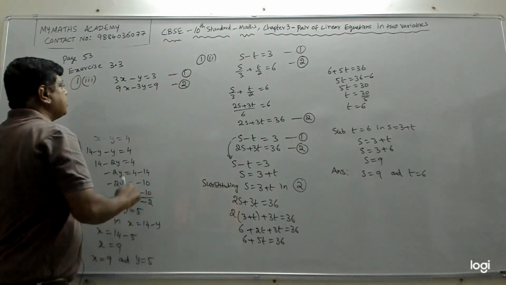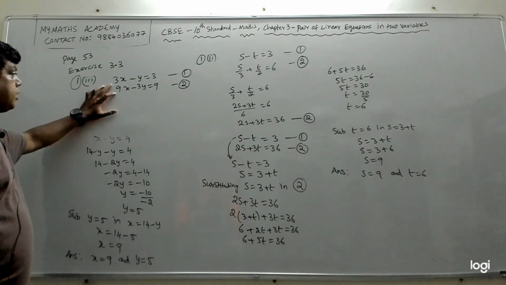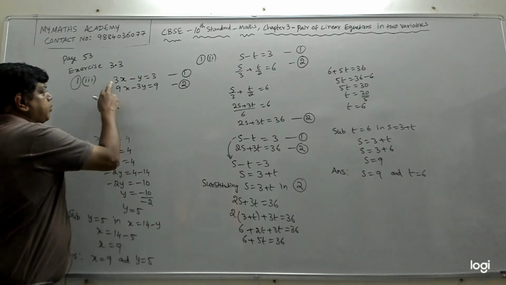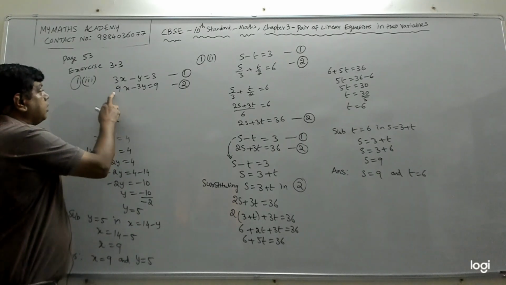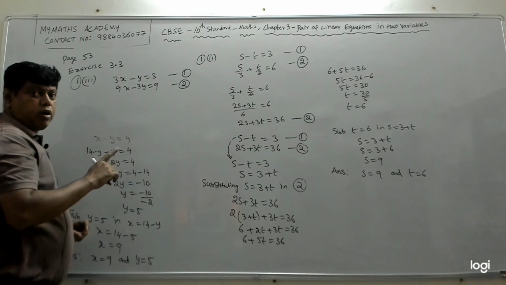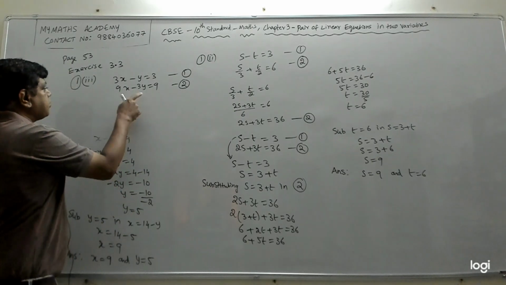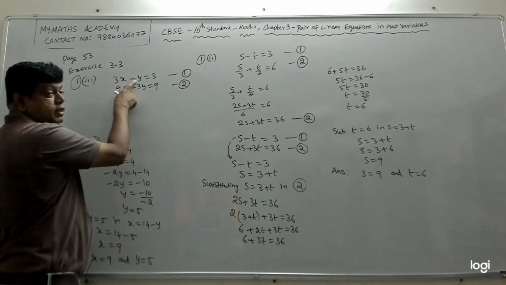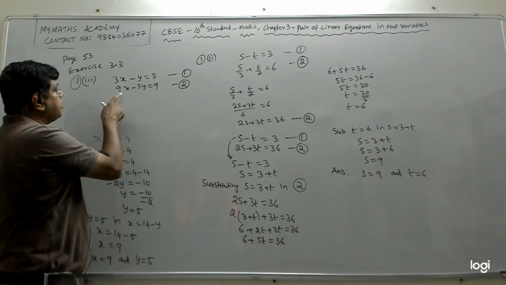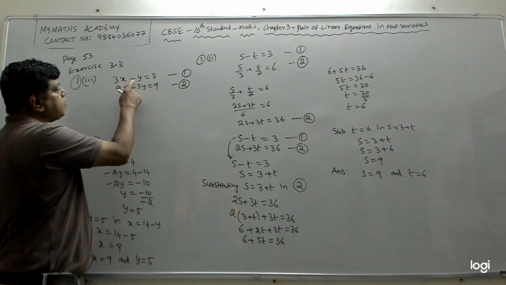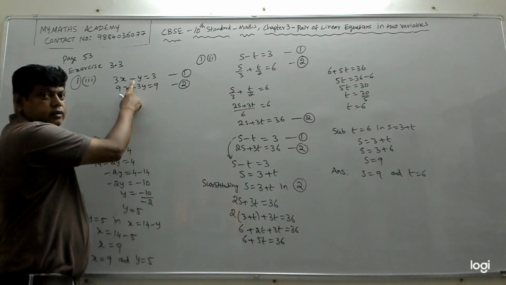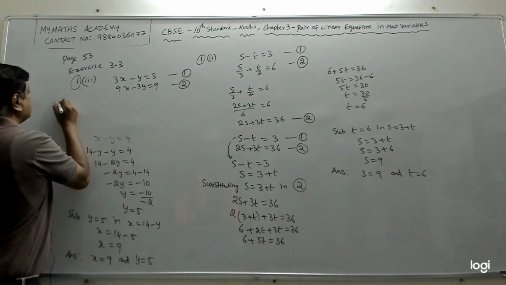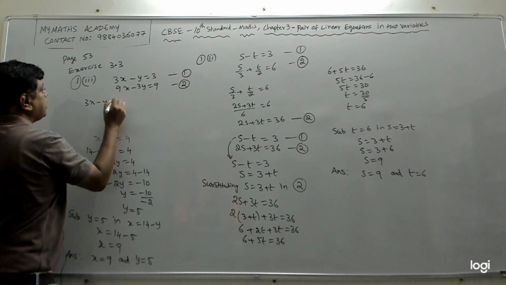Now we need to solve this using the substitution method. So again, what I told you: look for the equation where the coefficient is either 1 or minus 1. Which has coefficient 1 or minus 1? This one. This is 3. What is the coefficient of y? y is minus 1. So we'll take this one. So here it is 9 and 3. So only one has minus 1. The coefficient should be either 1 or minus 1. So we'll take the first equation, 3x minus y equal to 3.